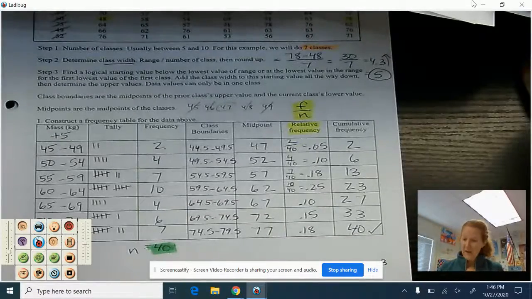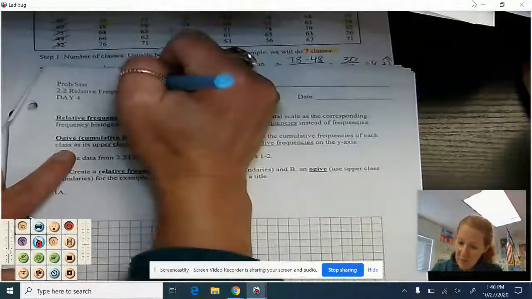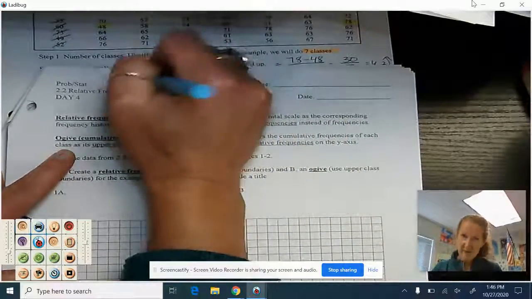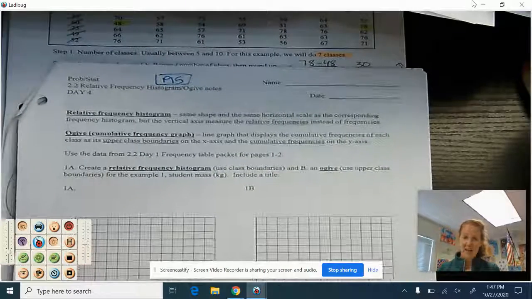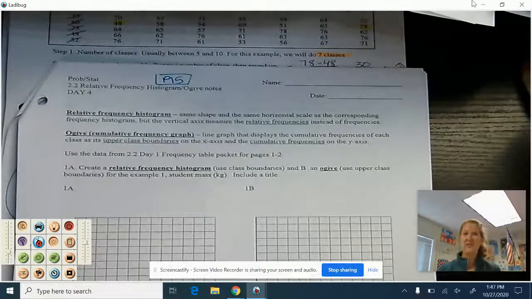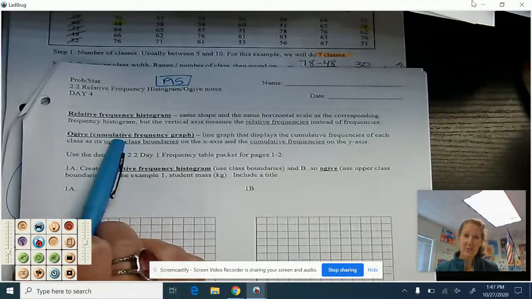Then we went through a whole bunch of analyzing questions. Now I am on page 15 of your part 2 packet. The part 2 packet picked up on page 9, so there isn't a page 3 and another page 3; they just go all in order. On page 15, there are 2 more types of graphs that we're going to look at.